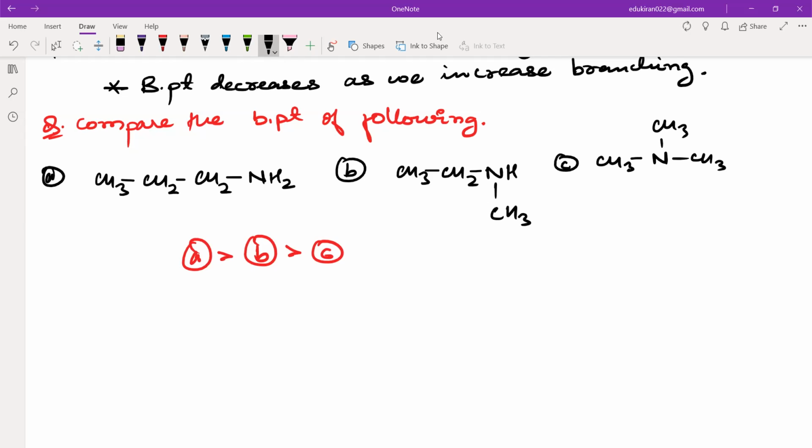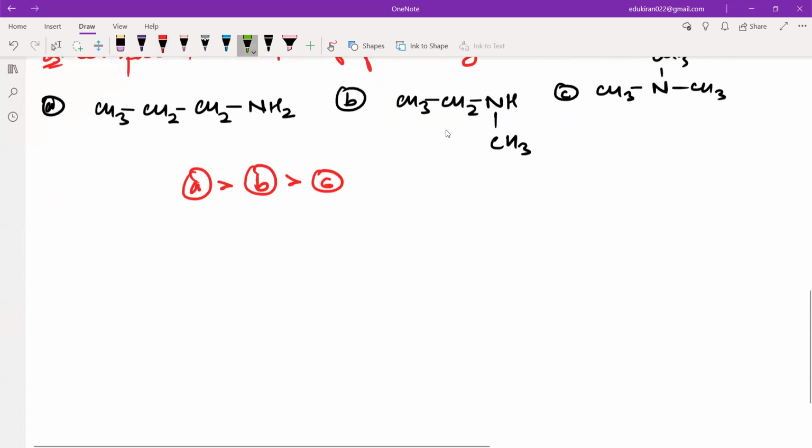Okay. Is this clear, guys? Yes or no? Yes, sir. Okay. Next is solubility. The physical properties.